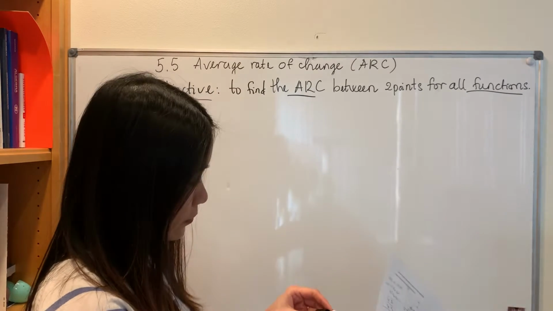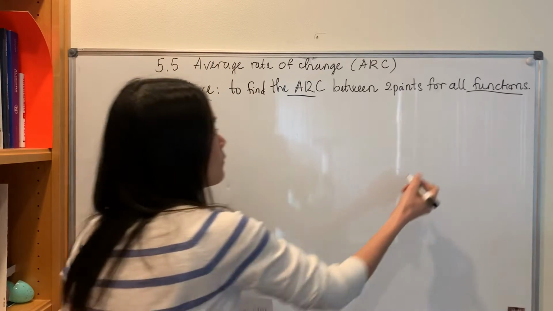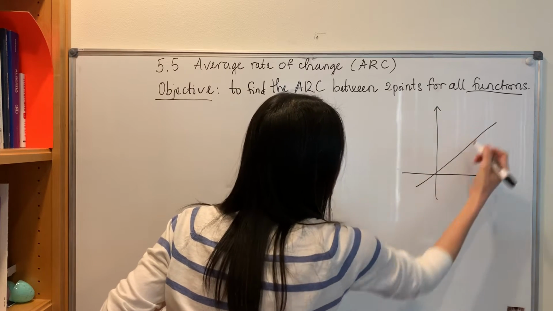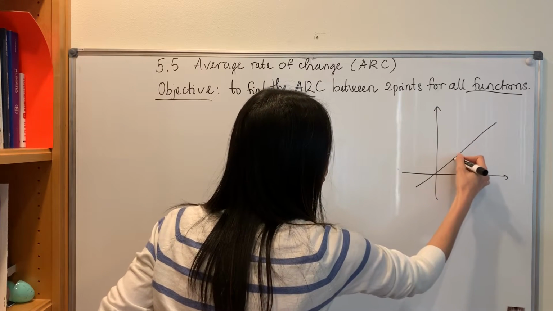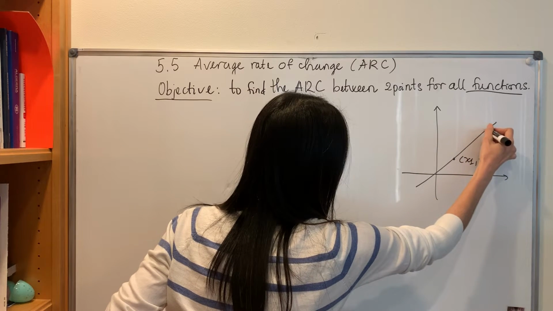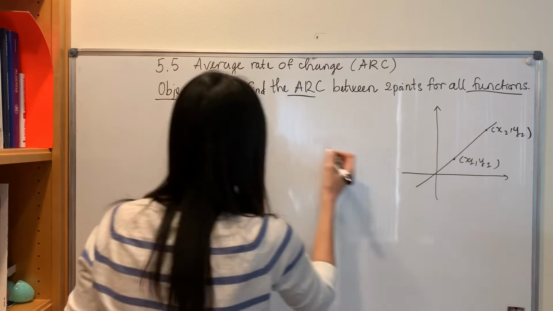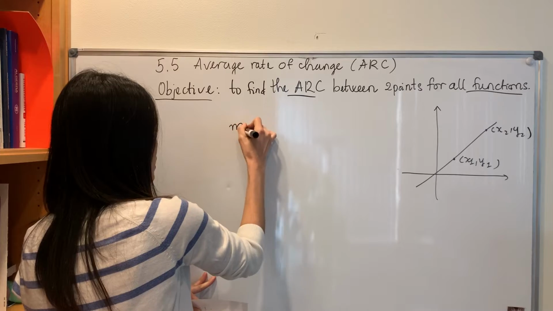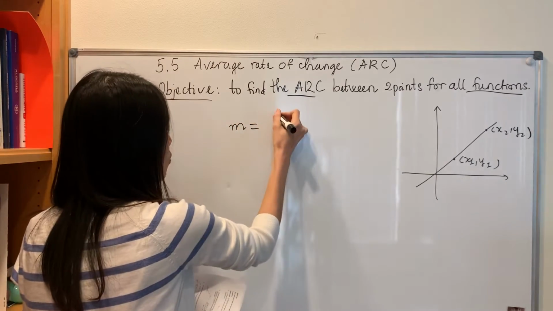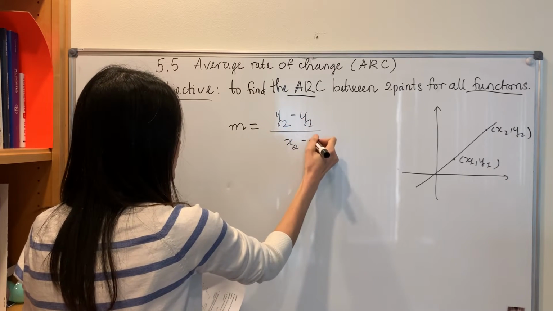First of all, what is the average rate of change? If they give you a linear function and two points, I can call this one (x1, y1) and this one (x2, y2). Then the average rate of change actually is the slope. You already know how to find the slope by using the formula y2 minus y1 over x2 minus x1.